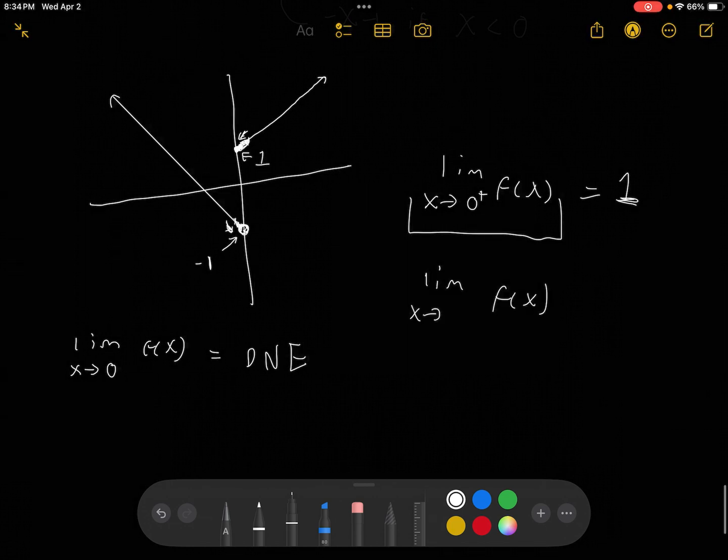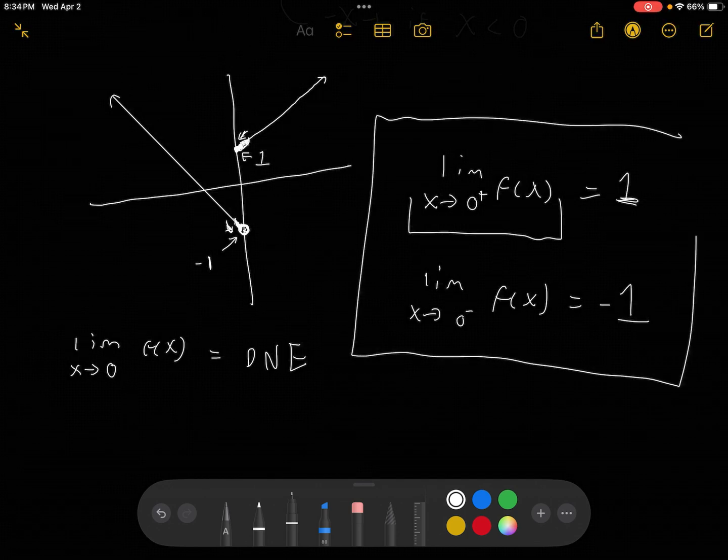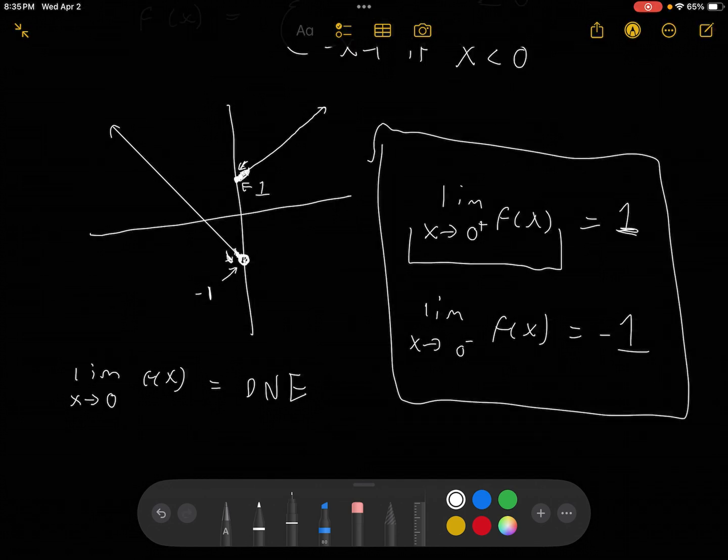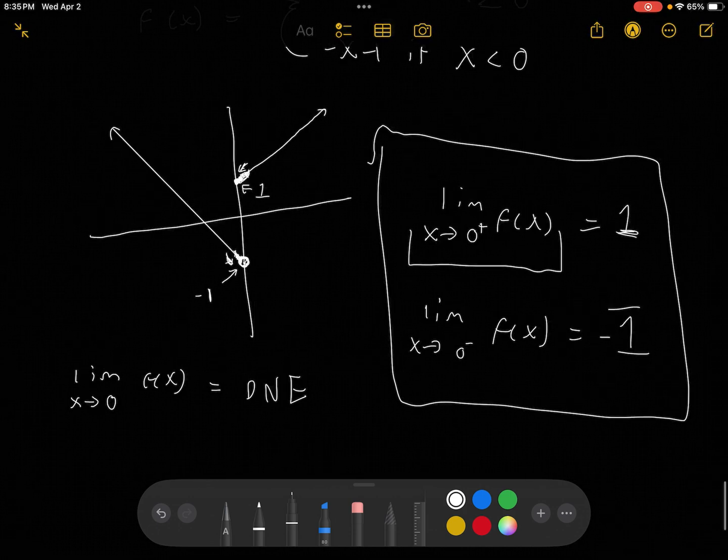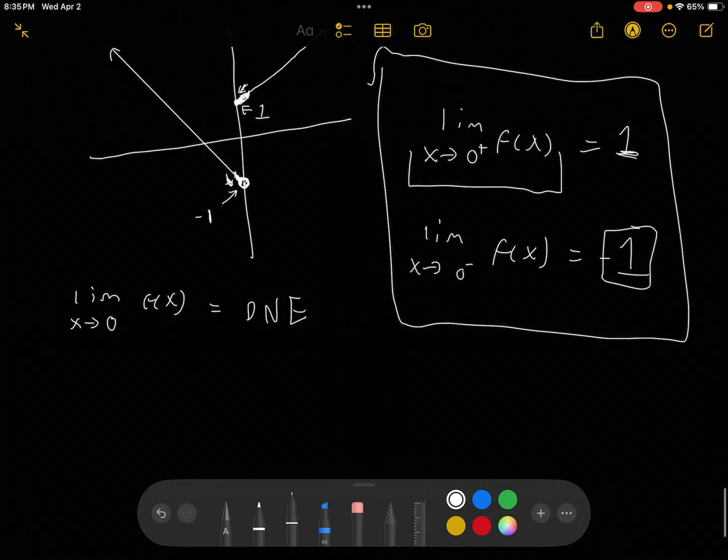Then we can also define the limit of f of x as x approaches 0 minus. So this is asking, as we approach 0 but stay below 0, what are the values of f of x approaching? And the answer in this example is minus 1. So for this function, we see that both the limit as you approach x from the left and x from the right both exist. However, they are different numbers.